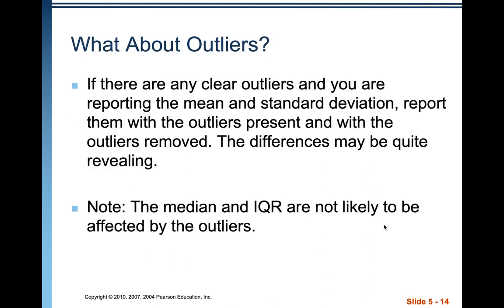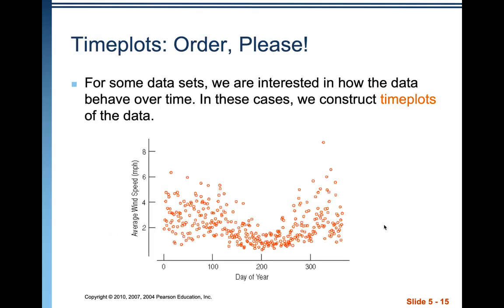So what about outliers? Like I said, if there are any clear outliers and you were reporting the mean and standard deviation, report them with the outliers present and with the outliers removed. The differences may be quite revealing. The median and the IQR, if you'll remember, are more resistant to the outliers, so they're not as likely to be affected by them. All right.